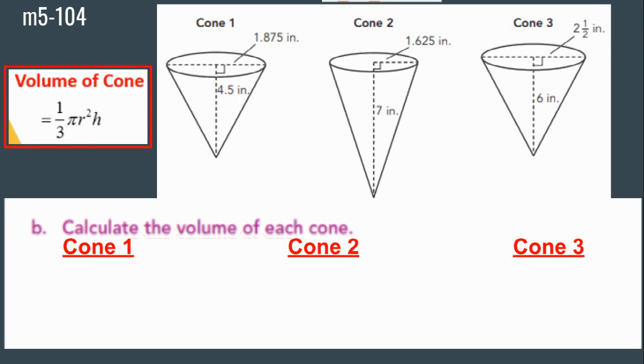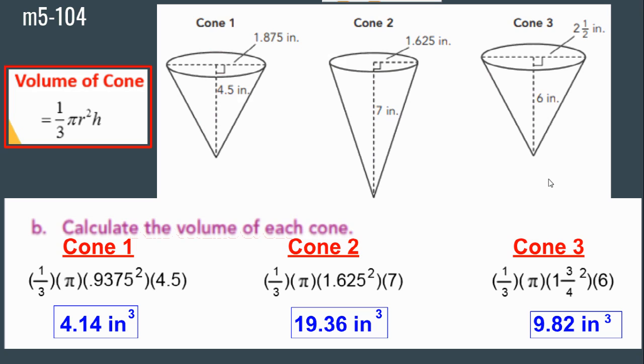So let's check our work and see how we did. So here's what our formulas and our answer should have looked like. For cone 1, we should have substituted in the radius. Now again, they gave you diameter on cone 1, so you had to divide that amount in half, so be careful here. Make sure you did that. Then we multiply by our height, and we get 4 1400 inches cubed.